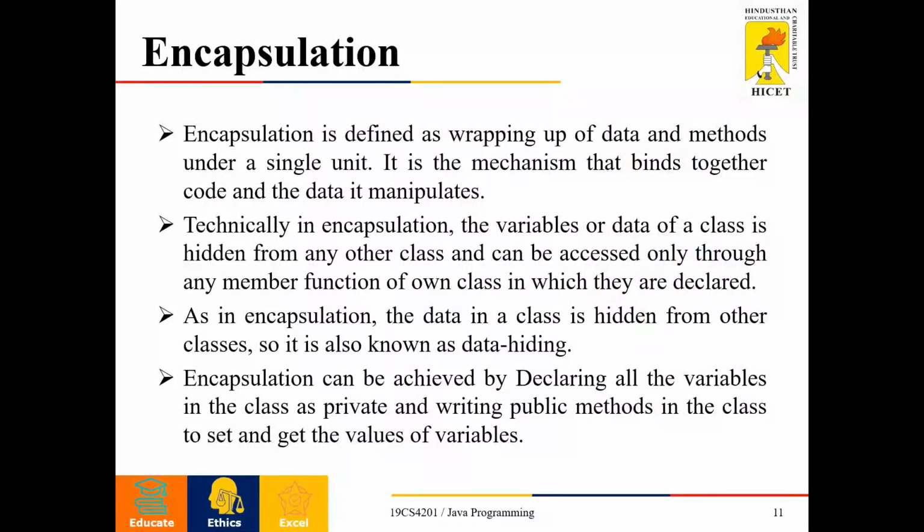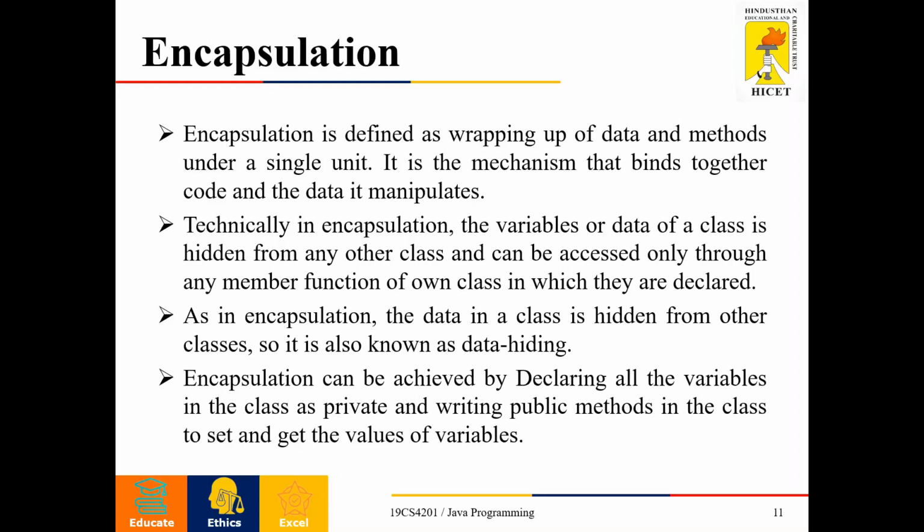Encapsulation. Encapsulation is defined as wrapping up of data and methods under a single unit. So it's a mechanism that binds together code and the data it manipulates. Encapsulation also provides security, that is data hiding. Why? Because the variables of a class are hidden from any other class and can be accessed only through the methods of the class in which they are declared.